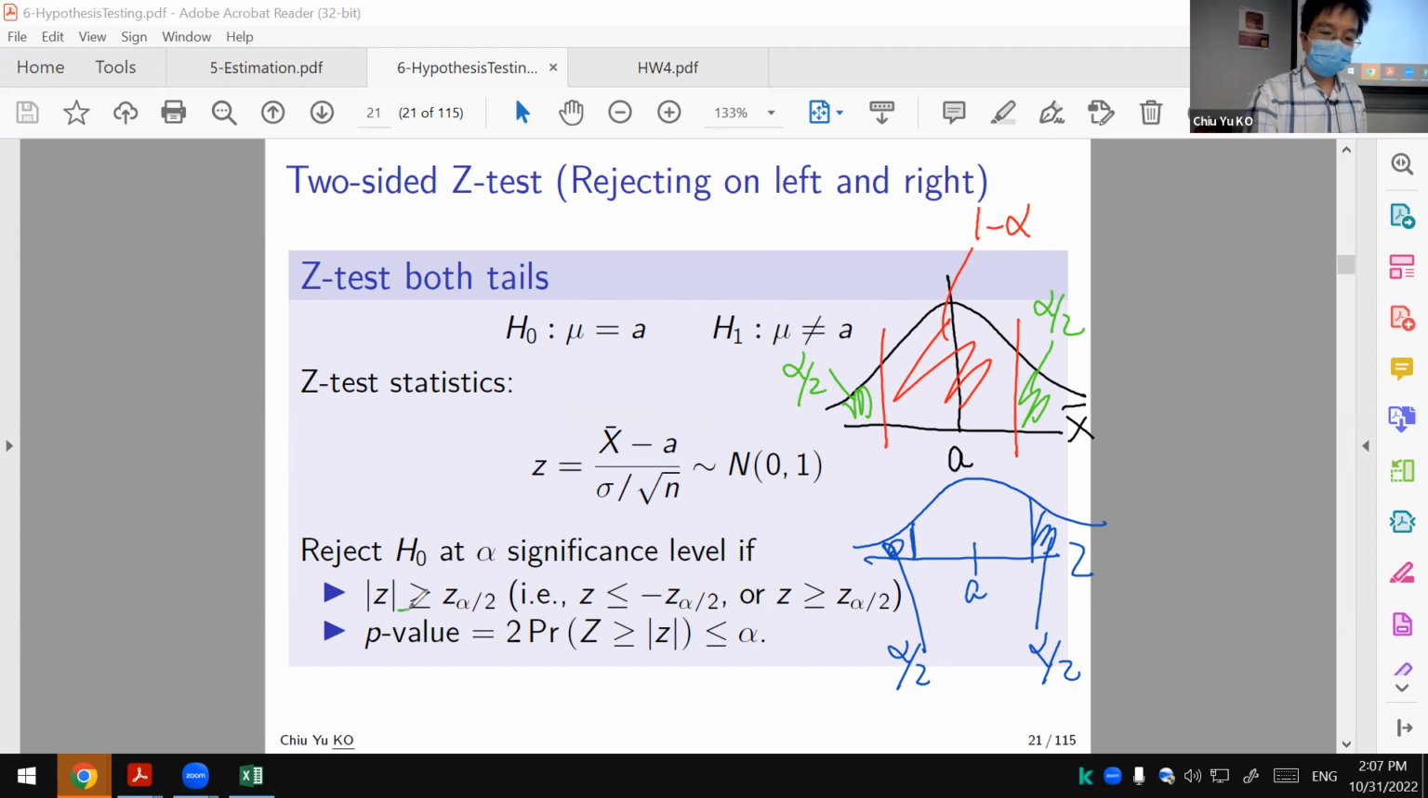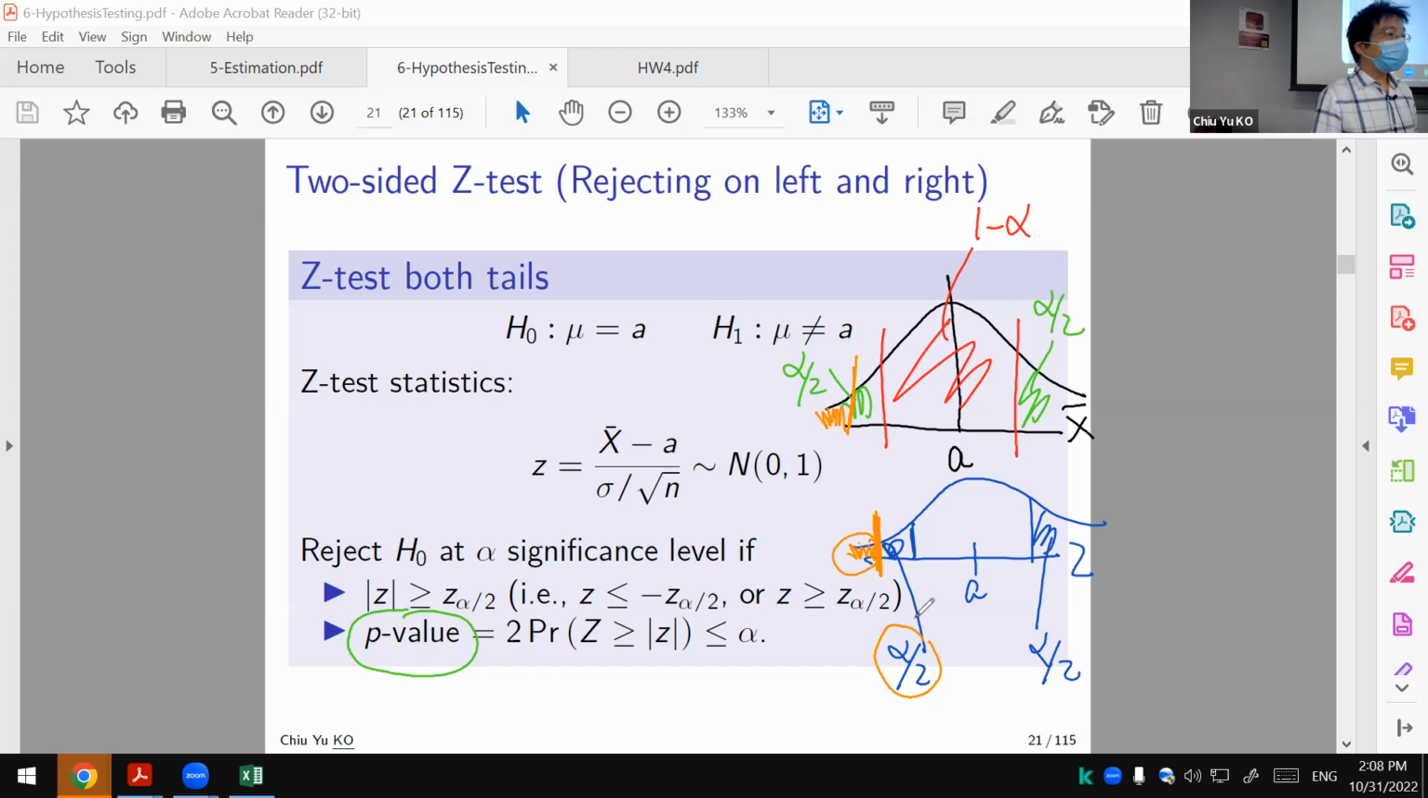The second difference is in terms of p-value, because you don't know where you should go. Suppose you end up here, then this is your area. This area is not the p-value by definition. You have to multiply by 2 and compare to alpha. Why? Because you compare this area with alpha over 2. To make it simple, you can compare 2 times the area to alpha.